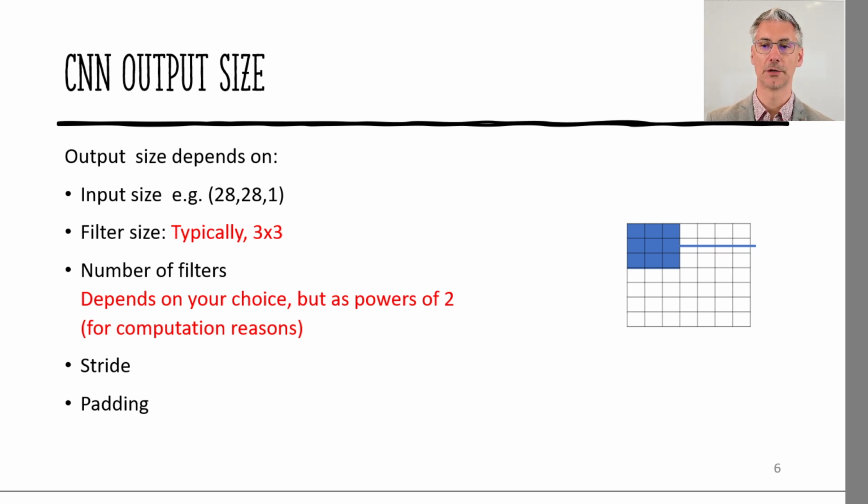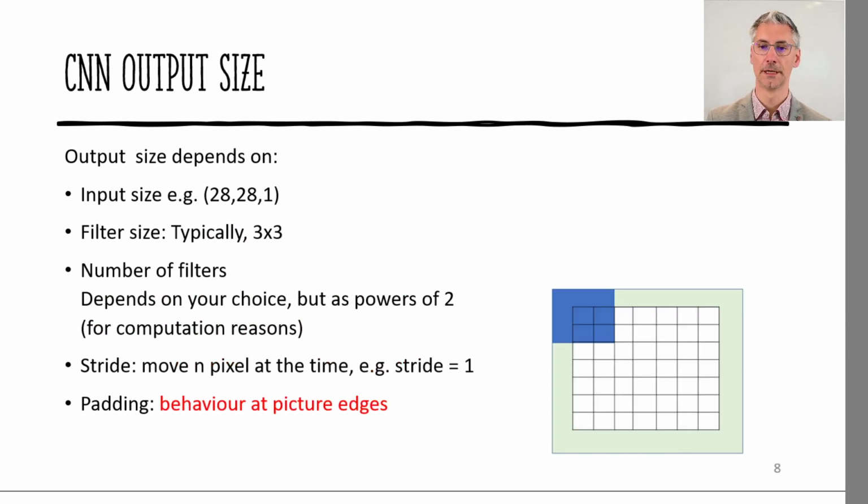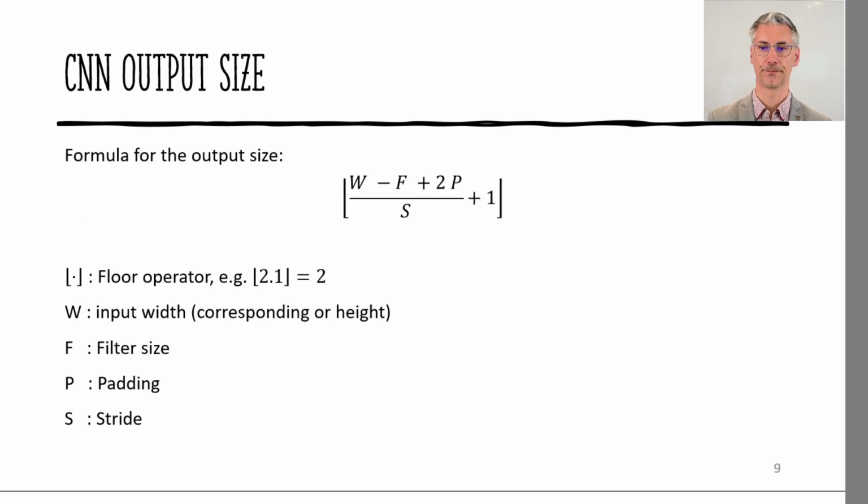So how do we do this? The input size is now 28 by 28 by 1. So 28 by 28 was the size, the dimensions of the image. We have one color channel. The filter size is typically 3 by 3, and then the number of filters depends on what we want to choose, but for computational reasons it should be chosen as a power of 2. We also need to choose stride and padding, right? So stride is move n pixels at a time. For example, typically we use stride equal 1, but you could also have stride equal 2 if you like, and padding defines the behavior at the picture edges.